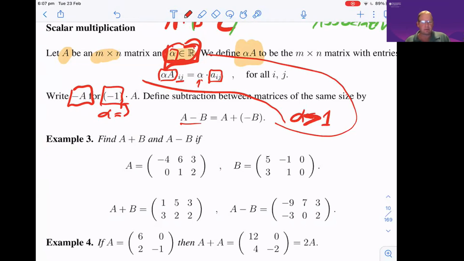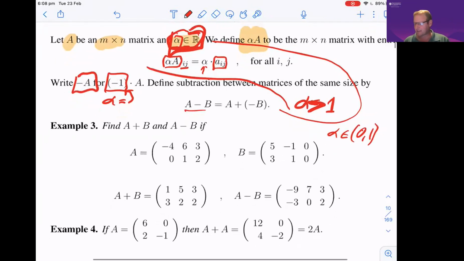Well, then they're going to grow, right? Because every entry of A is now going to be multiplied by, say, 1.7, so it's going to grow by 70%. What if alpha is in the interval (0, 1)? What's that going to do to A? It's going to shrink. Am I not clear, or maybe it's too trivial? And if alpha is negative, you're going to change the sign and maybe grow or shrink.